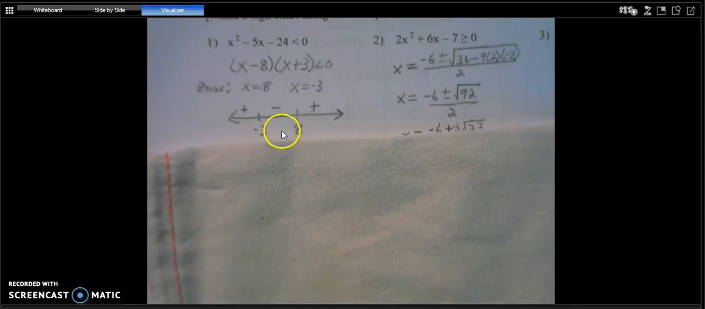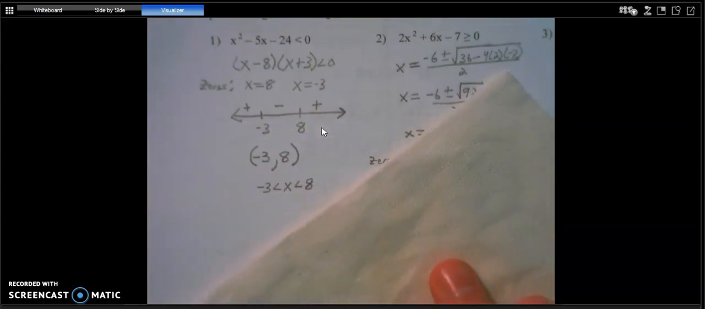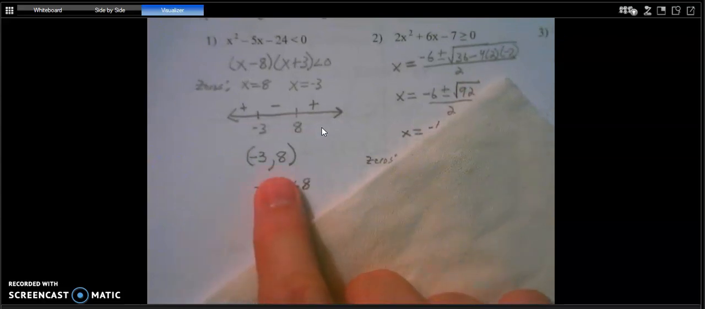So our solution, how do we get negative answers, or numbers that are less than 0, is any x value between -3 and 8. Now this is where you have to really pay attention. Notice that it's just less than, it's not less than or equal to. So -3 and 8 are not included in your solution. So (-3, 8) is your interval notation, and here's your set builder notation.